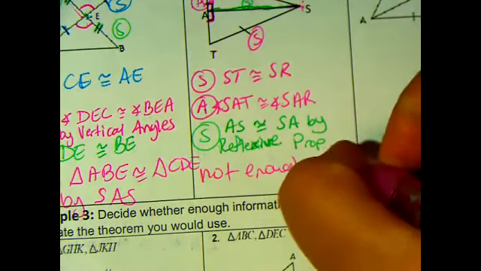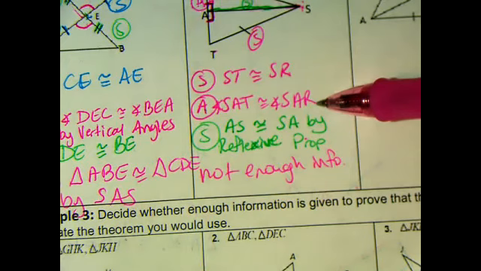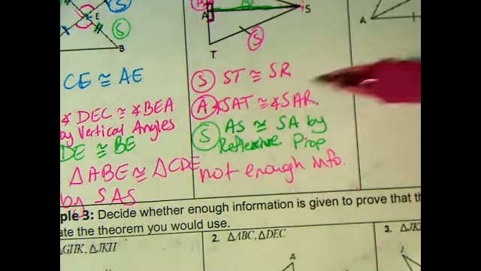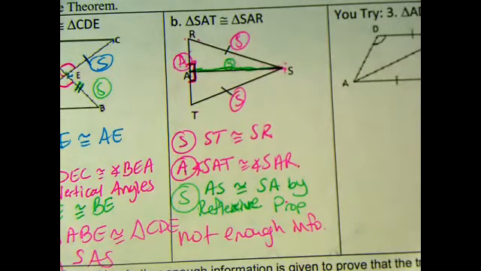Even though we have two congruent sides and a congruent angle, and even though we just went through all of that, if the order is not there, if my angle is not the included angle, nope, it doesn't work. It does not work.